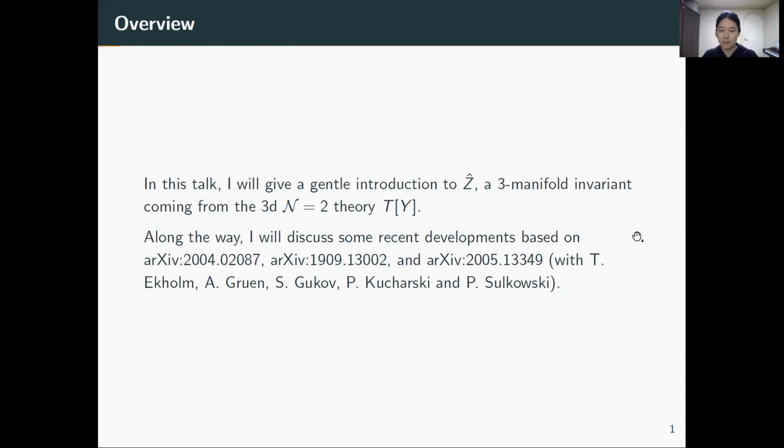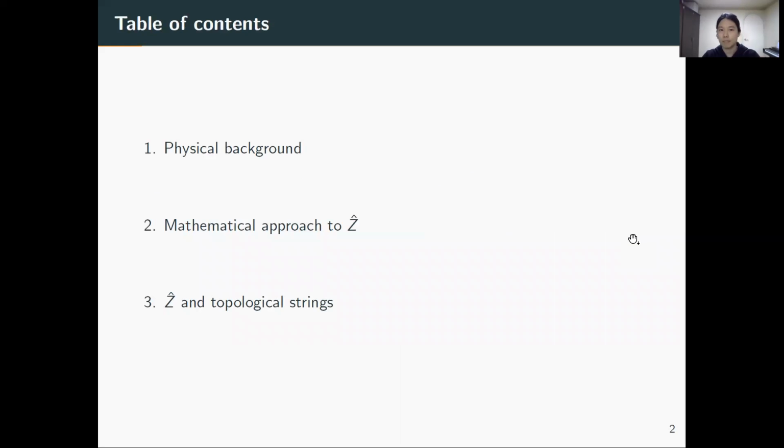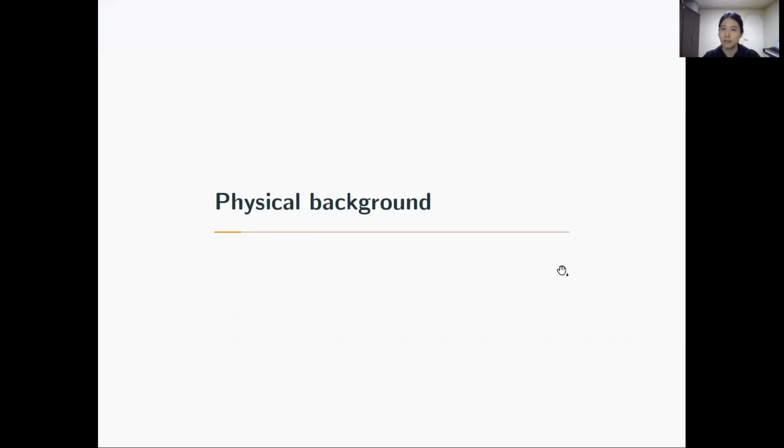Also, since I'm aiming this talk to be a gentle overview, please, at any moment, if you have any questions, please just unmute yourself and ask. So in the first part of the talk, I'm going to explain a little bit about the physical background. And then in the second part, I'll explain some mathematical approaches to define z-hat. And then in the last part, I will explain its connection to topological strings. So part one, physical background.